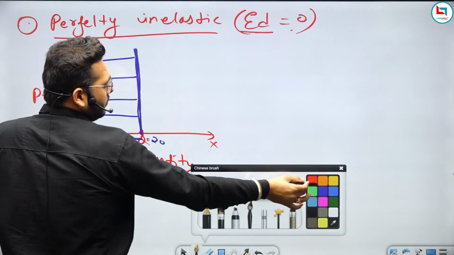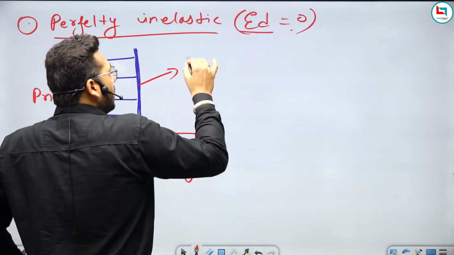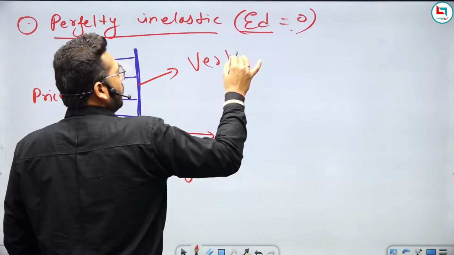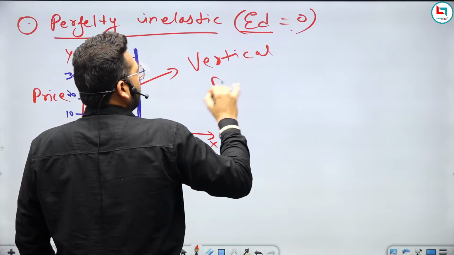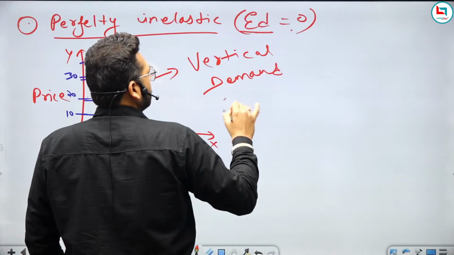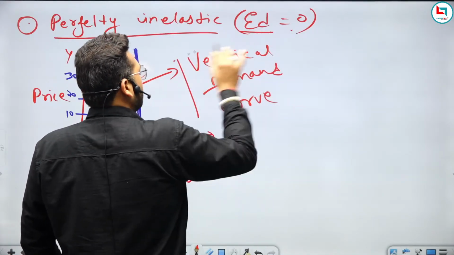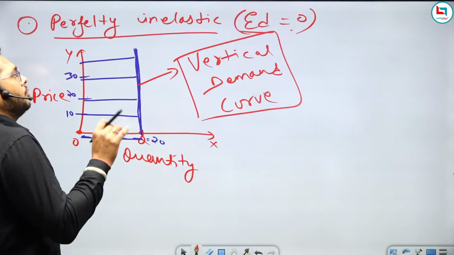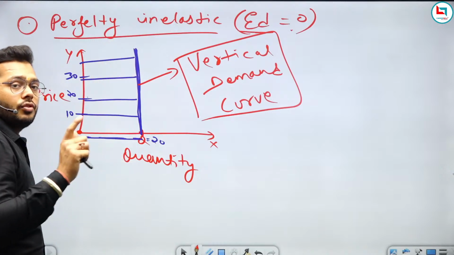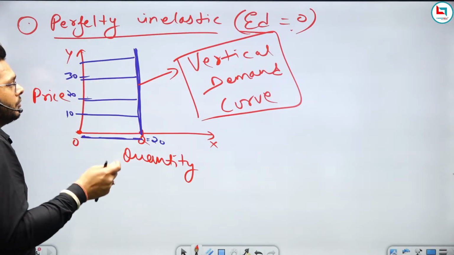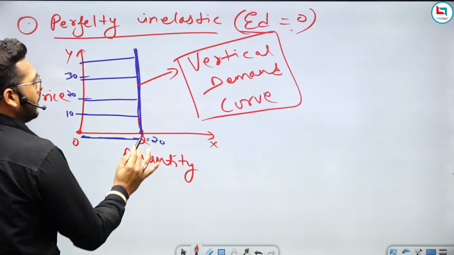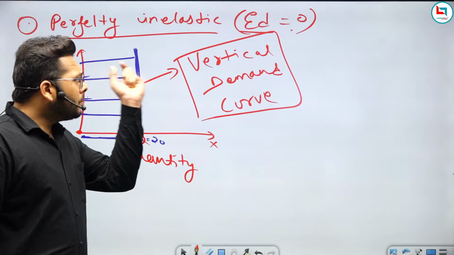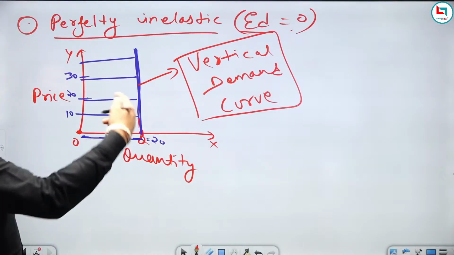What is the name of this curve? This is a vertical curve, a vertical demand curve. So if the question in the exam asks what type of curve you are getting in perfectly inelastic, you have to answer: vertical demand curve. Vertical demand curve in perfectly inelastic, Ed is equal to 0.